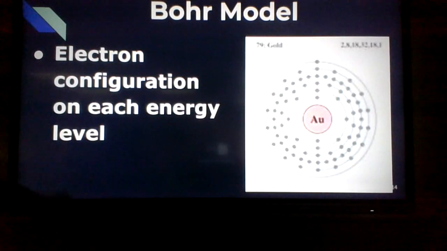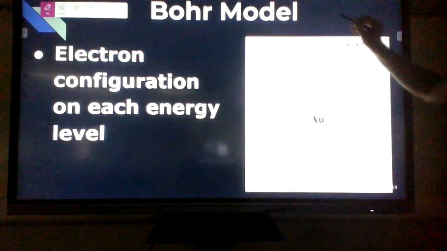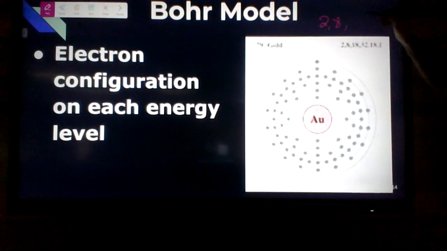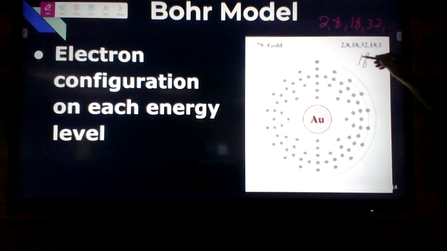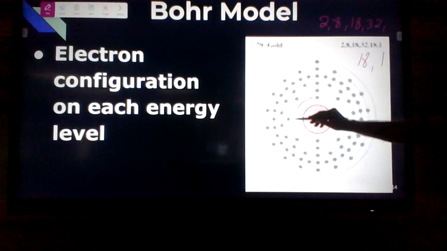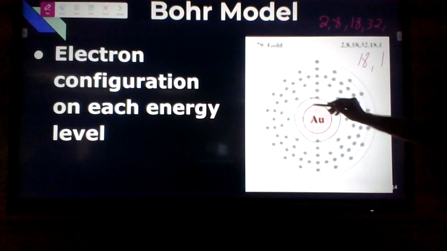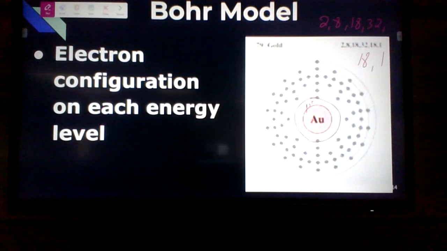And I'll go ahead and write these a little bit better for you. 2, 8, 18, 32, running out of room, so 18 and 1. The first level is the one closest to the nucleus. So this would be the first level. And realistically, it gets more complicated than what we're going to do in this introductory level class. When you get into chemistry class, you'll start talking about sub-levels as well.